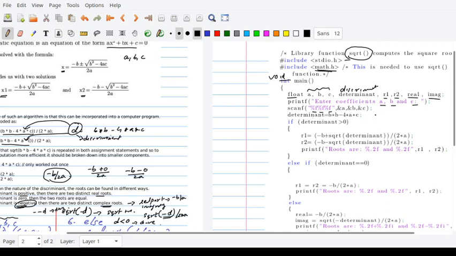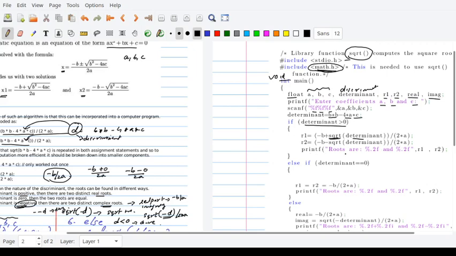And what is my discriminant? Discriminant is b squared minus 4ac, that is what I am calculating here, b*b - 4*a*c. And if the discriminant is positive, that is if it is greater than 0, what am I doing? My root r1 is equal to minus b plus square root of discriminant divided by 2*a. This square root function, if you have to use it, you will have to include this math.h header file. And what is my second root? My second root is minus b minus square root of this discriminant divided by 2a.